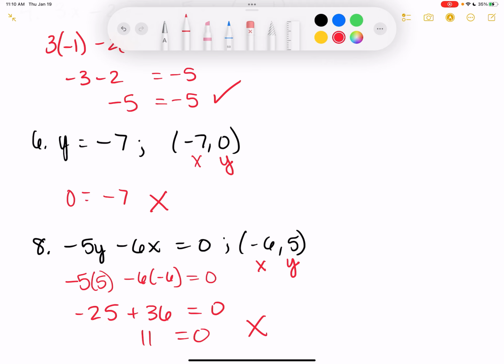Any questions about checking to see if it's a solution or not? I know we've done stuff similar to this before, checking to see if something's a solution. It's just now we're plugging in 2 values instead of just 1.